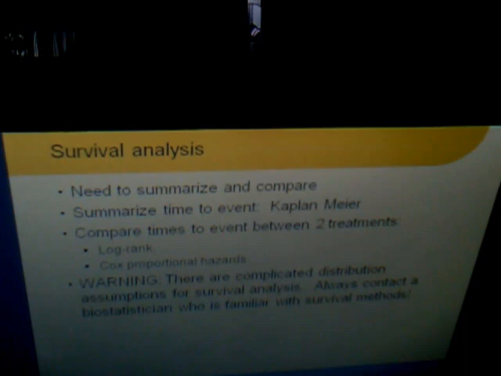So there's 2 components to survival analysis. One is that we want to summarize. This is kind of how we started the course. So we want to be able to summarize the time to event data. And then the second component, we want to be able to compare 2 treatments. So we summarize time to event data using a Kaplan-Meier. We compare 2 treatments using the log-rank test and the Cox proportional hazards model, which are 2 examples. There's other ways that it can be done, but those are the 2 we'll talk about in this course.